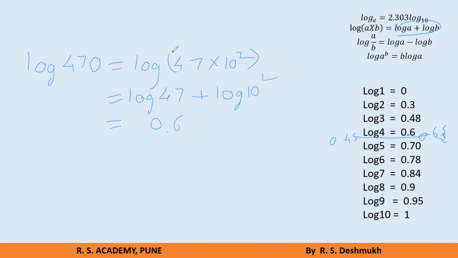So it will be 0.67 plus log 10 raised to 2, but we have already seen log a raised to b is b log a, that is 2 log 10. So it will become 2. So it will be 2.67 approximately.